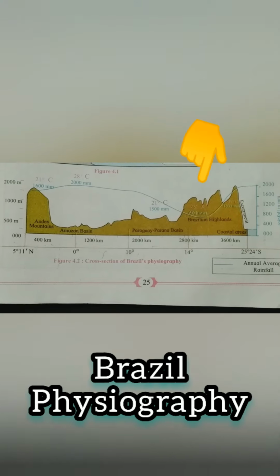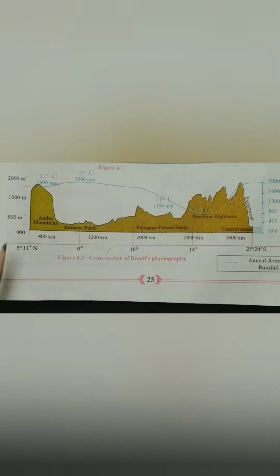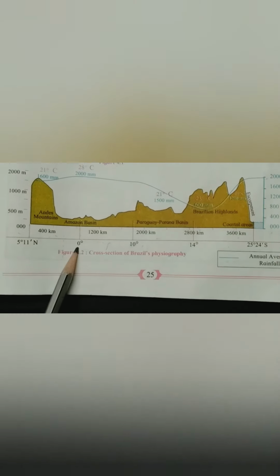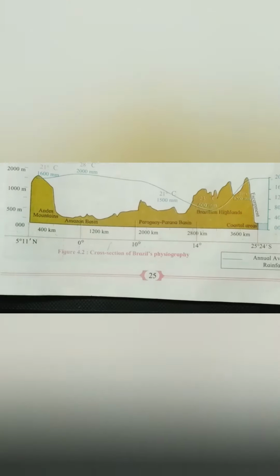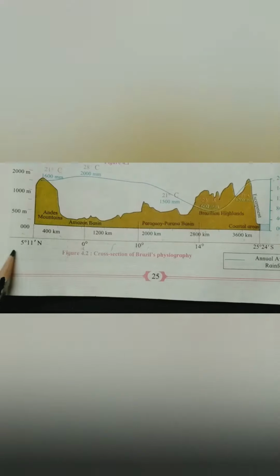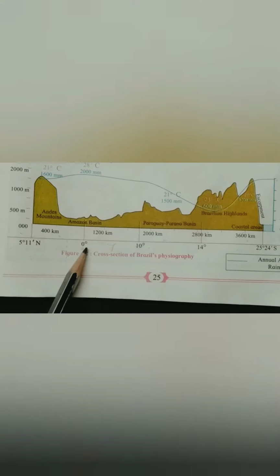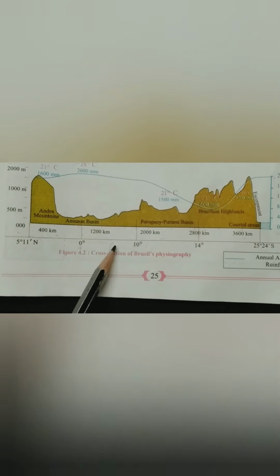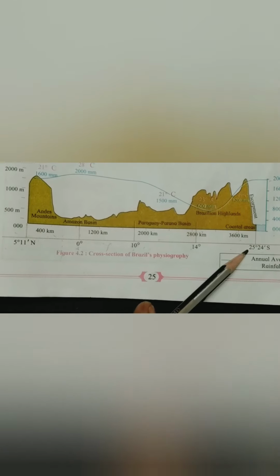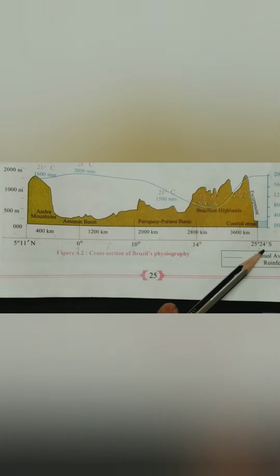Dear students, let us have a look at the cross section of Brazil's physiography. First of all, this is the equator which passes through Brazil, and on this side it is 5 degrees 11 minutes north. Then from the equator towards the south, 10 degrees, 14 degrees, and 25 degrees 24 minutes over here.